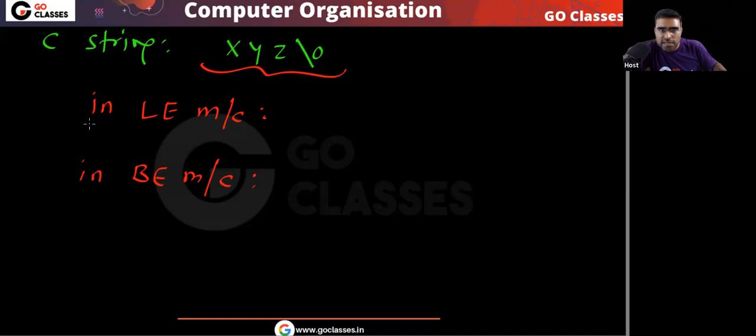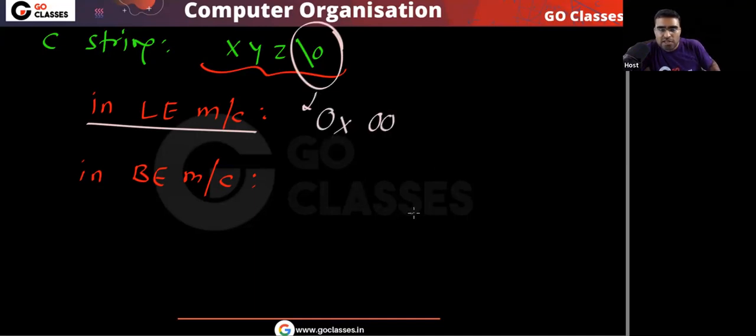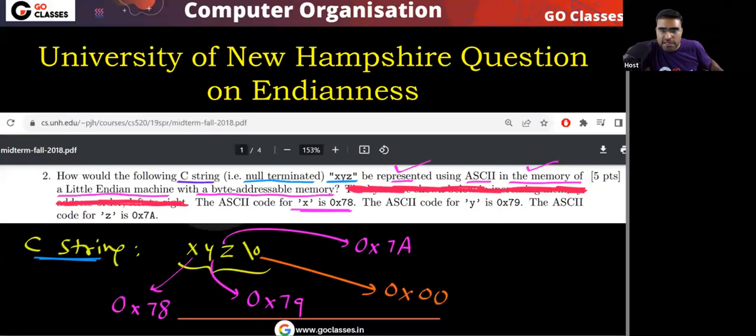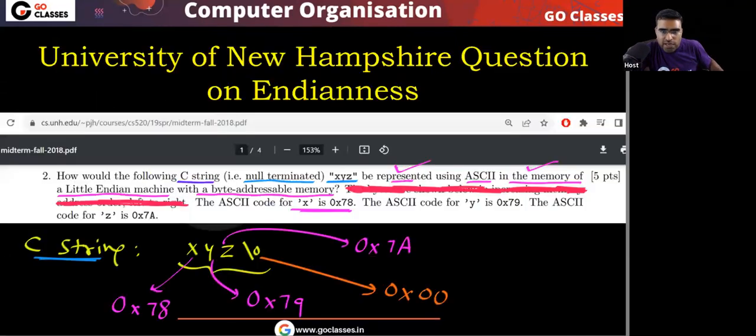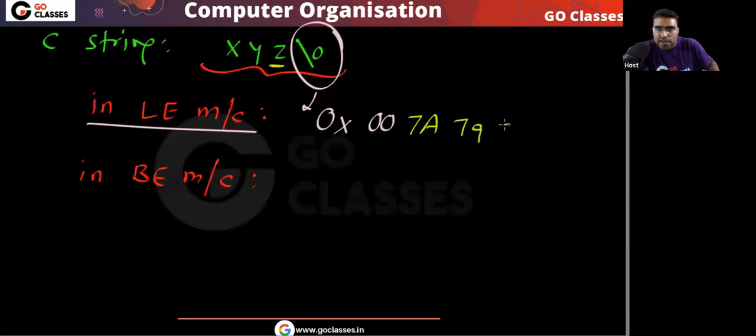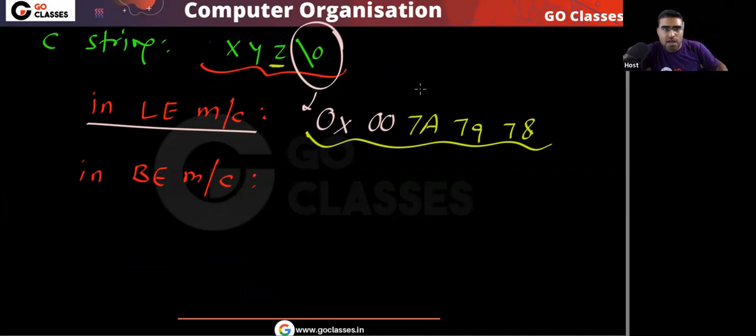In the little Endian, can I say that you will start with the little end? Then you will put this Z, which is nothing but 7a, then you will put this Y, which is nothing but 79, and then 78. Can I say this is correct? In the little Endian, is this the correct answer? How many of you think this is correct?